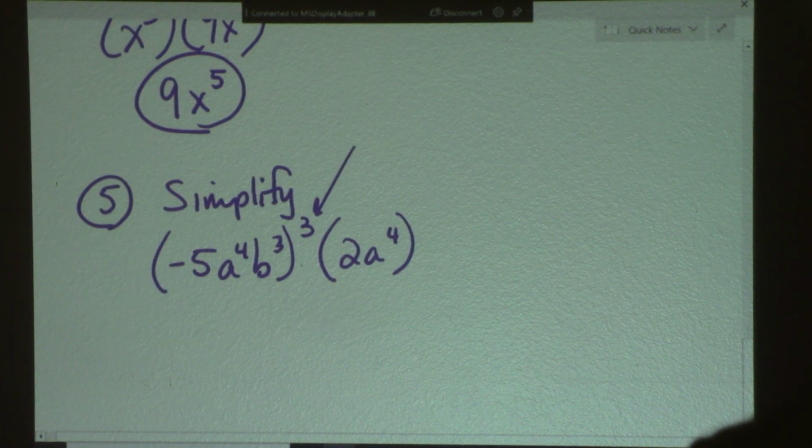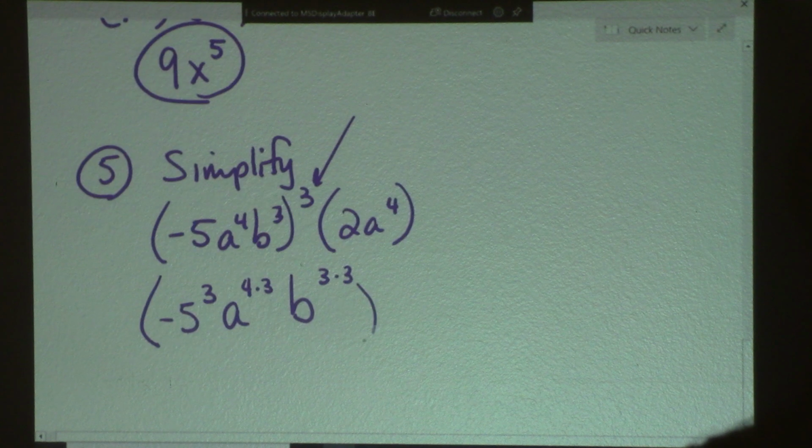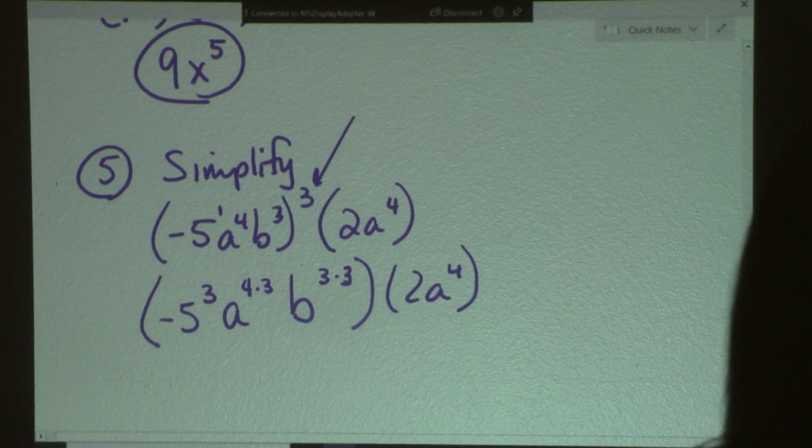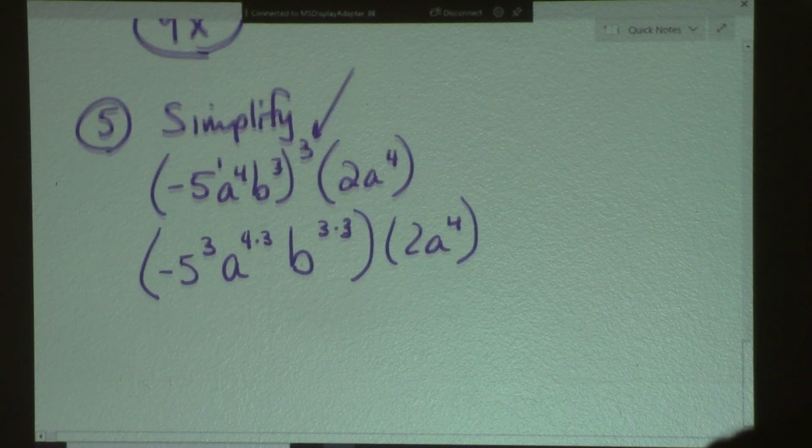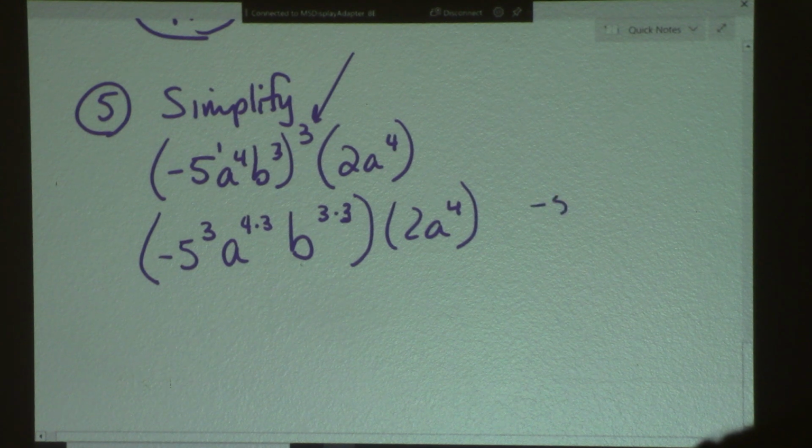So this means that I have to have negative 5 cubed. I have to have a to the 4th to the 3rd power, and b to the 3rd cubed. So I'm multiplying. This is raising to the power right here. So I'm multiplying by 3 each power, okay? Actually, the power that's here that we don't see is a 1. So what's 1 times 3? It's 3. So what does negative 5 cubed mean?